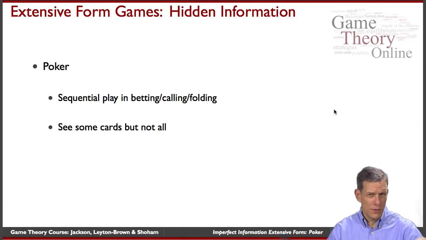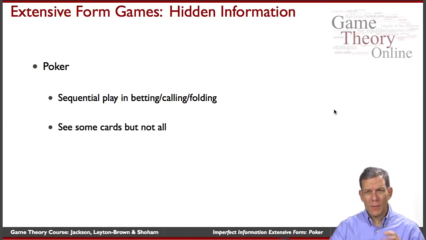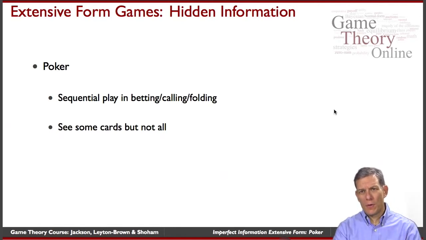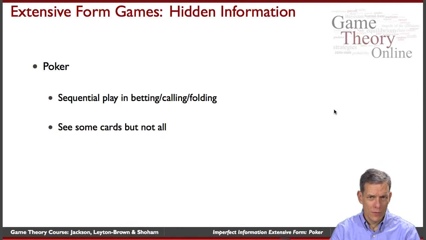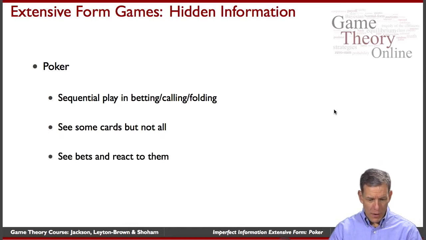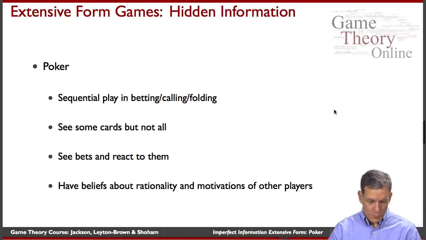You see some cards in many of these games, but not all. So you might see some of the cards that the other players are holding, but you don't know how strong their hand is. And you have to be inferring things about their possible cards, both from odds in the game and based on what they're doing in terms of their strategy. So you see the bets and you react to them, and you have to make inferences based on that. So that involves having beliefs about the motivations, the rationality of other players, what their potential payoffs are, which in poker might come from the cards.